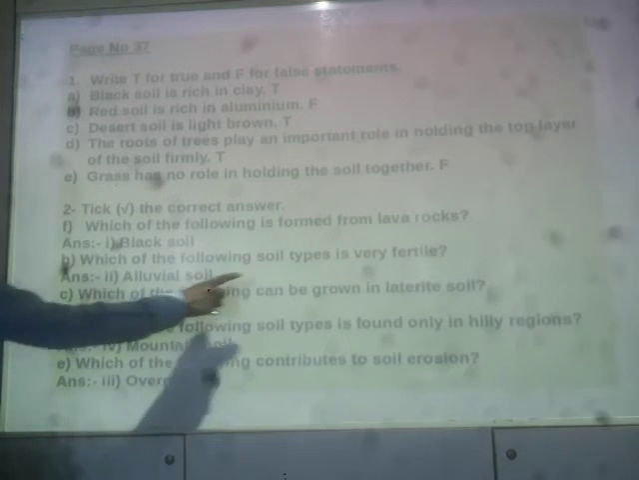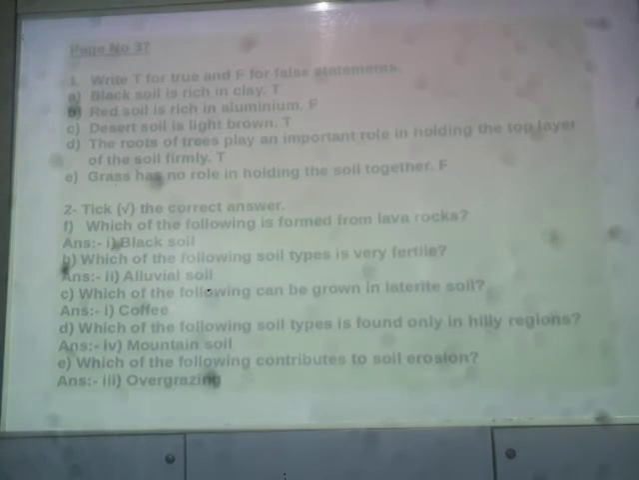Which of the following can be grown in laterite soil? It is coffee that is grown in laterite soil. So if the question is asked which soil is good for coffee production, coffee plantation, it is laterite soil. Moreover, which of the following can be grown in laterite soil? The answer is coffee. So answers and questions can be asked in any way.